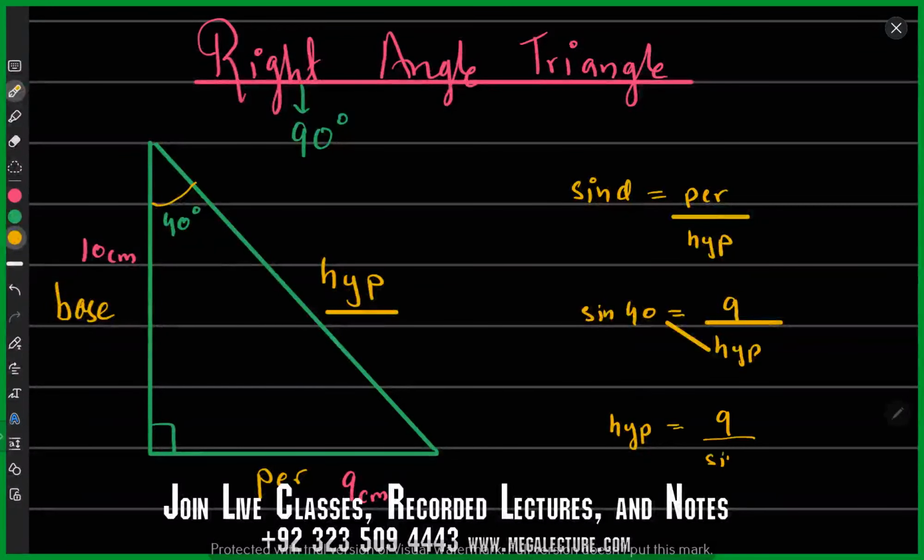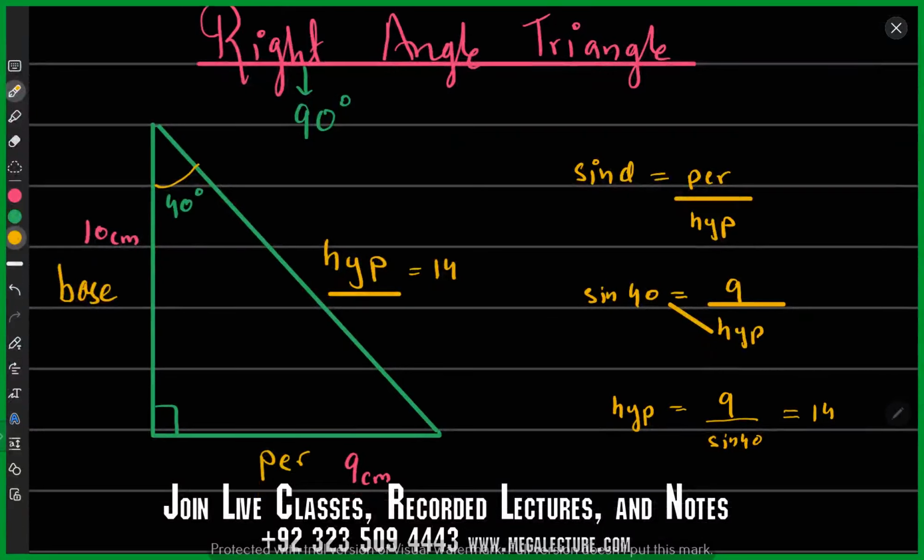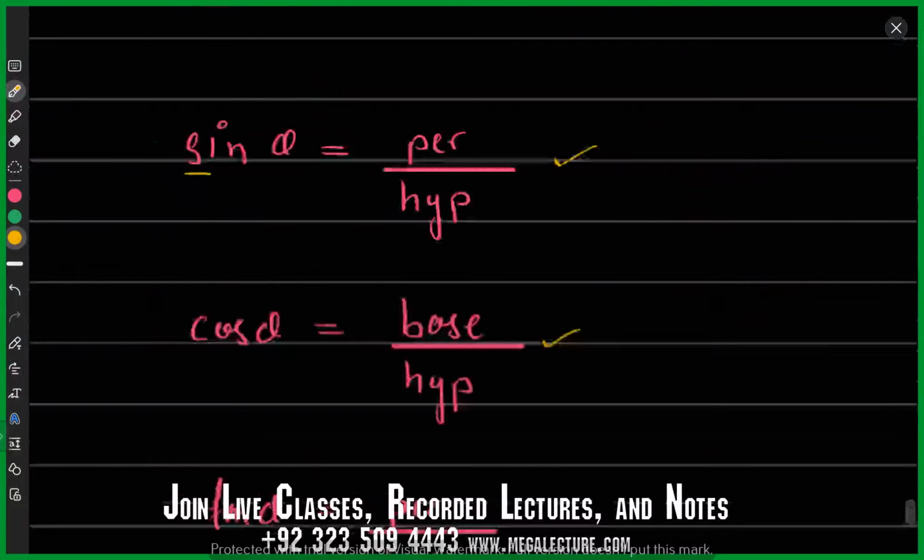Now we need to use our calculators. Take out your calculators. 9 divided by sine 40. Close the brackets. And this is going to give you 14. So this is 14. Very good. Excellent. Well done. Let's talk about another example and then things would get even better. Let me make one triangle here.